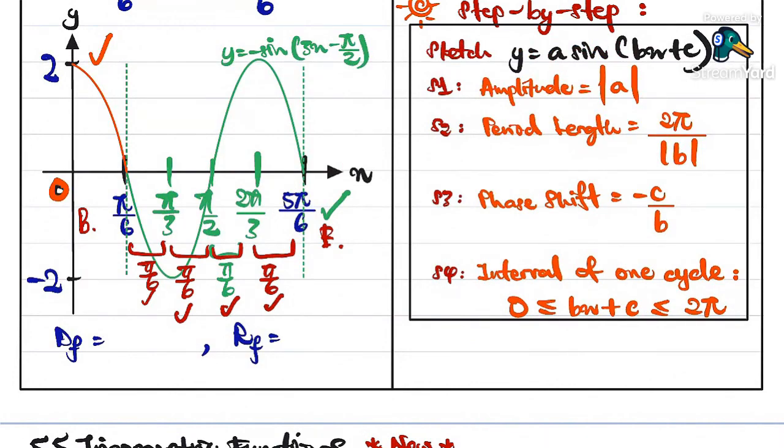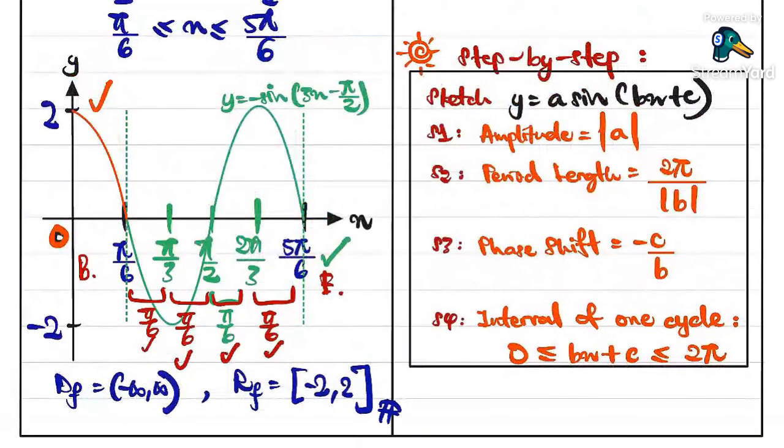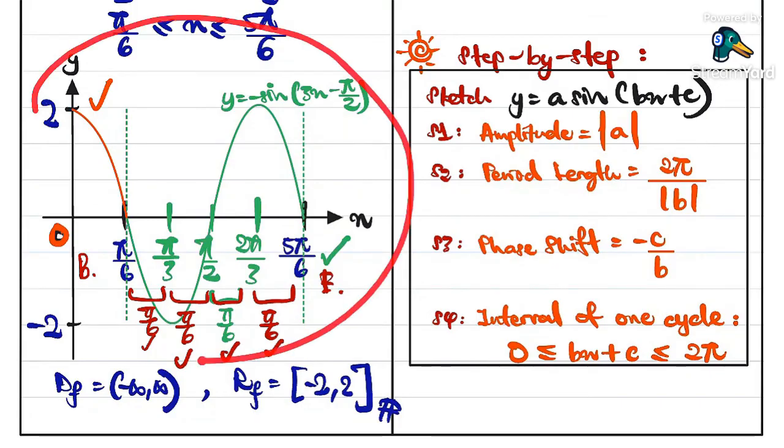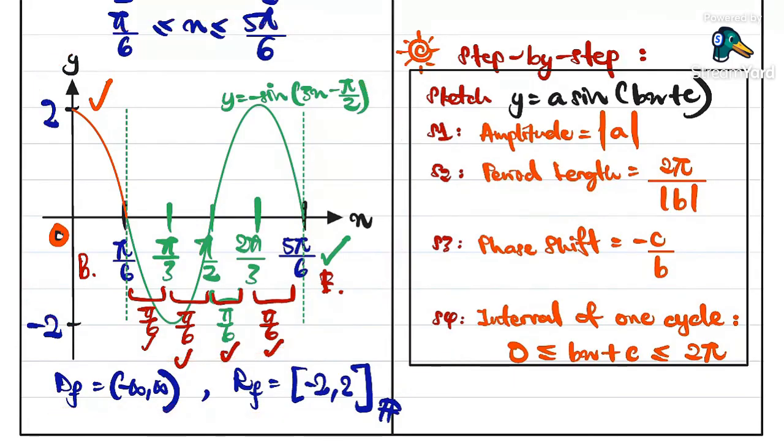And at the end of this, please don't forget to write down the domain. The domain is from negative infinity to infinity, tiada penghujungnya. Dan range-nya pula adalah from negative 2 until 2 unit. That's it. That's the range of the function. Therefore, completed. You can get 3 marks for sketching graph, and you can also get 2 marks for correct domain and the range. Good luck in trying to sketch the sine graph.